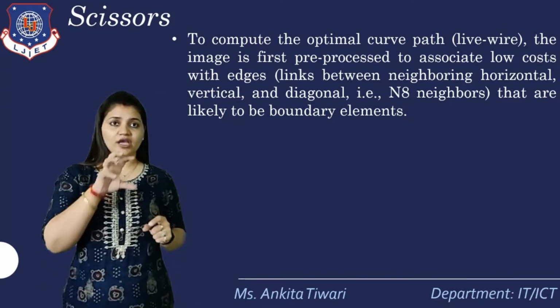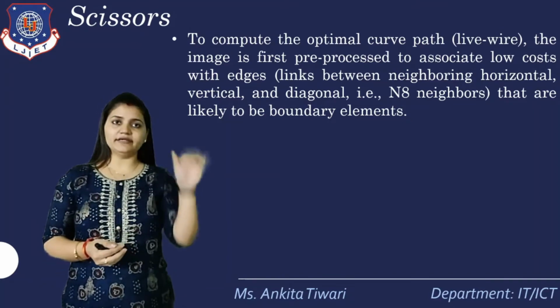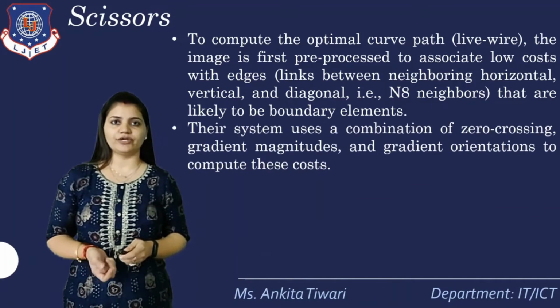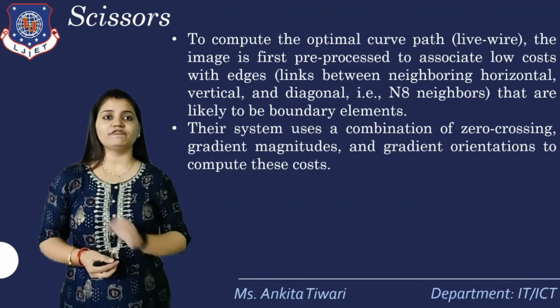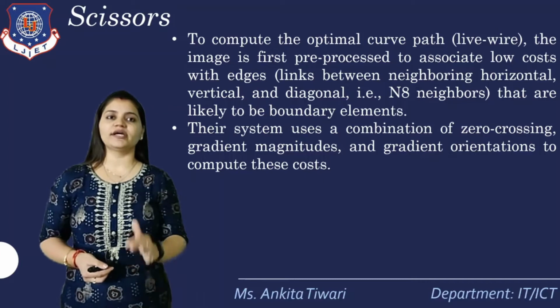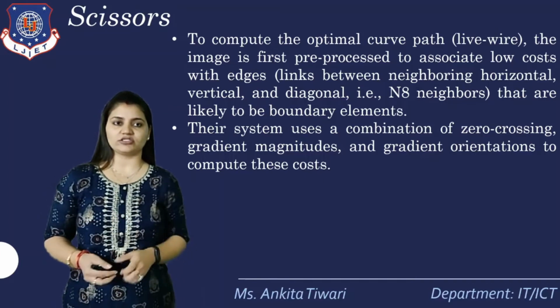We can say it's a boundary. If I am considering one pixel, the 8 neighboring elements will be there, so N8 neighbors will be considered with respect to the boundary. The system uses a combination of zero crossings, gradient magnitudes, and also gradient orientations to compute this cost.